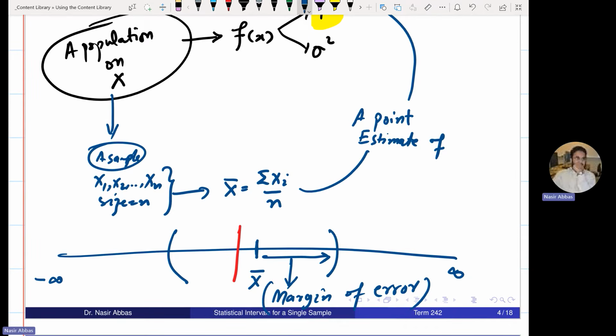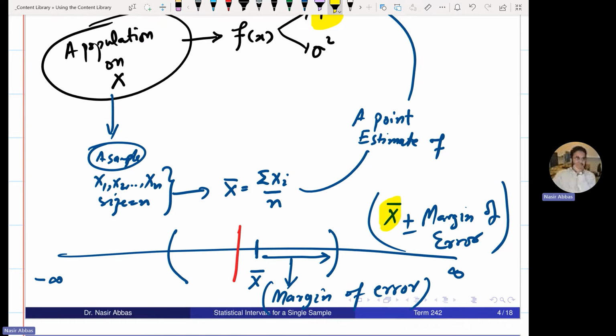Margin of error to the right, margin of error to the left. And as a result, x bar plus minus margin of error becomes your interval estimate. Interval estimate is nothing but an extension of the point estimate, because you can see in the formula, interval estimate is coming from the point estimate.